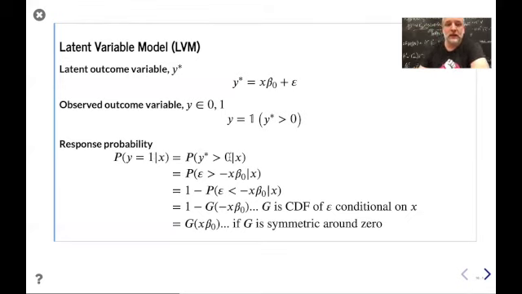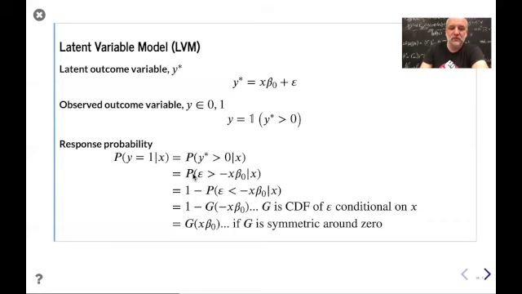Now the next step is simply to substitute our model for y star in the place where we have y star. This is going to be X beta 0 plus epsilon, but then you can subtract X beta on both sides of the equation, and then you get this. Now, what is this? This is the probability that this stochastic variable epsilon, which has some distribution we've not specified, is greater than the negative of X beta, conditional on X.